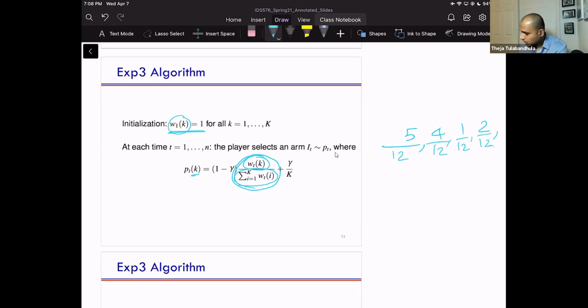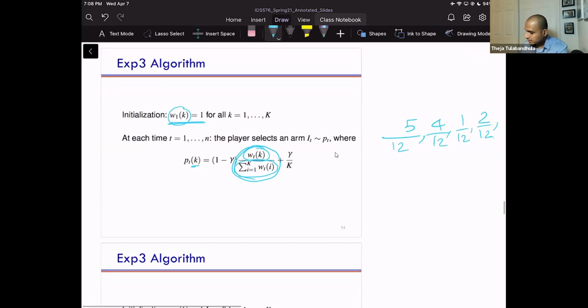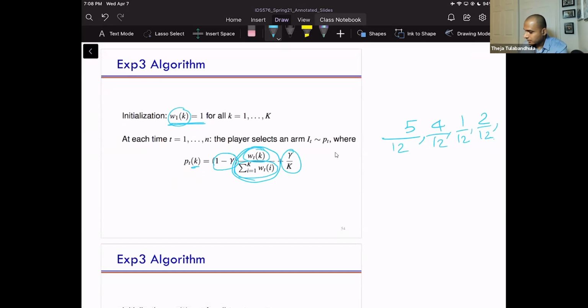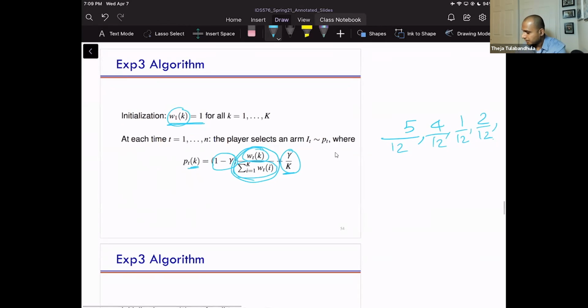Now, what the algorithm does is also add an extra offset, an extra multiplier, just to ensure that no action has 0 probability. Let's say the W happens to be 0 for one of them instead of 5: 5, 4, 0, 3. If it's 0, it's 0 divided by 12. If you just use these ratios as a distribution over actions, you will never try the third action. But you want to have at least some probability with which you'll try the third action.